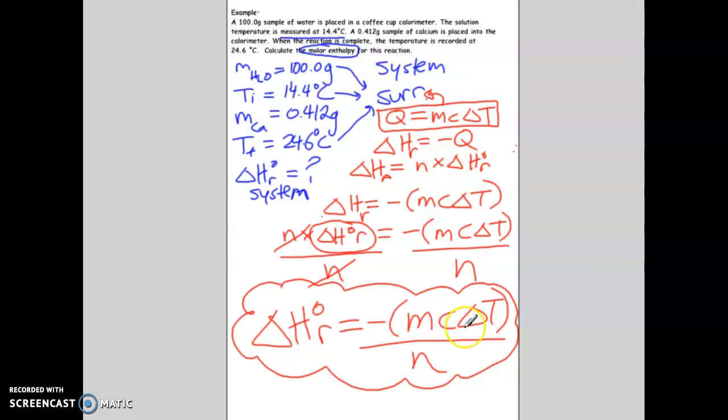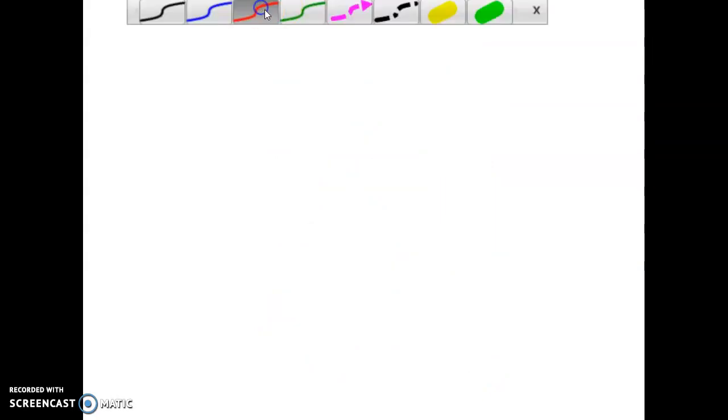One thing to just keep in mind is all of the Q values. So this mc delta T are all in regard to the surroundings. The system is the moles along with the molar enthalpy. So if we were to continue this here, let's take a look at what we would be doing.